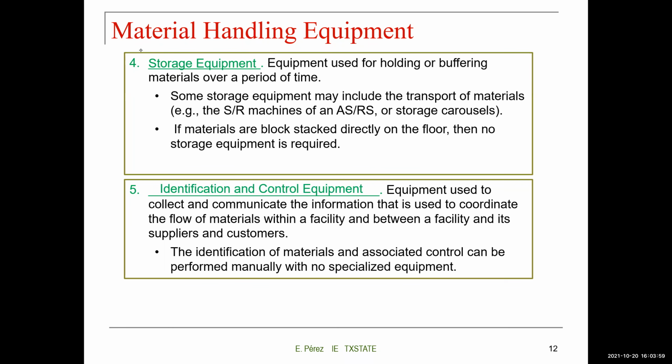Identification and control equipment. This is used to collect and communicate the information that is used to coordinate the flow of materials within the facility and between a facility and its suppliers and customers. Identification of materials and associated control can be performed manually with no specialized equipment. Typically, you have an RFID scanner and RFID codes that are in the building, and that keeps track by using the scanners of the location, and also to transport if you are using automated guided vehicles to learn where to go with that material.